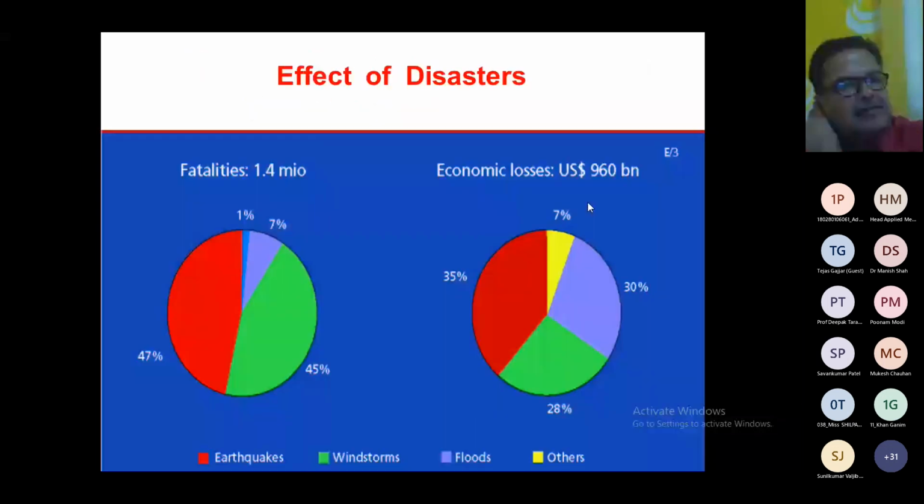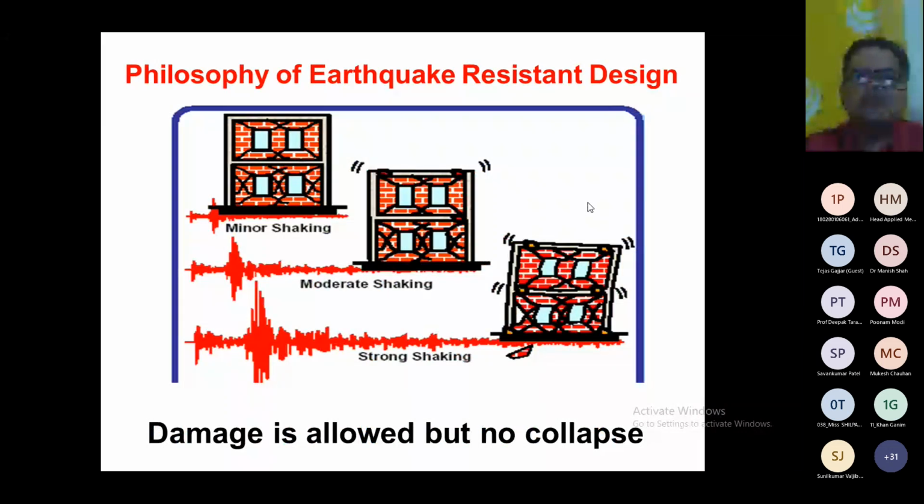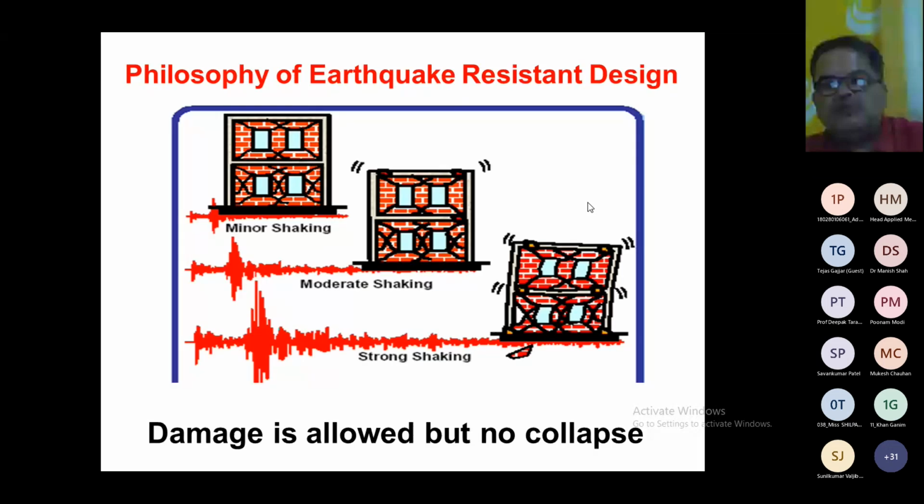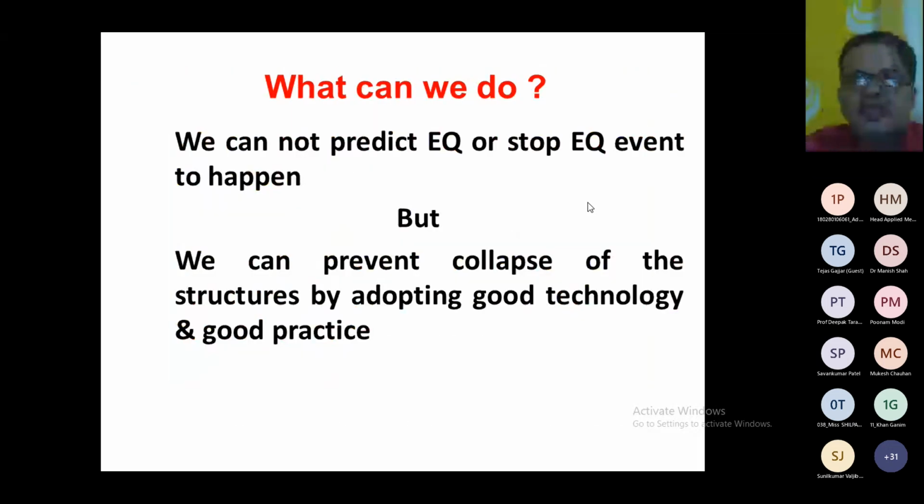In the last lecture, we said that the maximum loss of life and economic loss is associated with earthquakes, and our philosophy is saying that damage is allowed, but collapse is not allowed. To achieve the aims of our philosophy, we always say that we cannot predict or stop an earthquake event from happening, but we can prevent collapse of structures by adopting good technology and good practice. So here we are talking about the good practice.